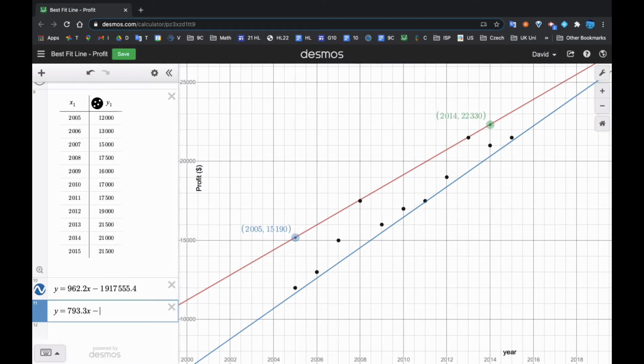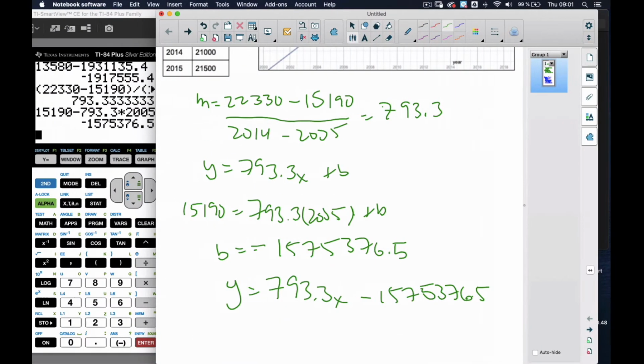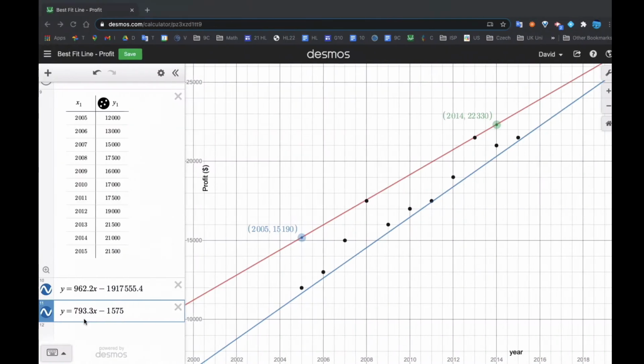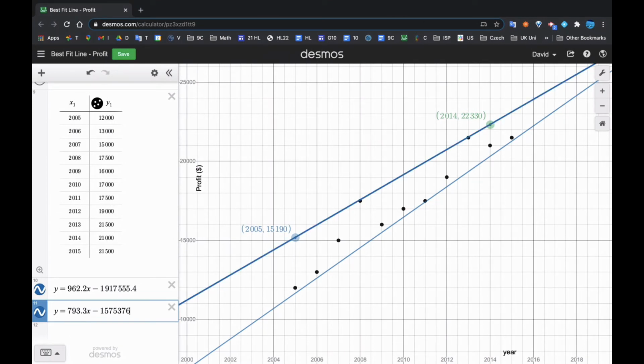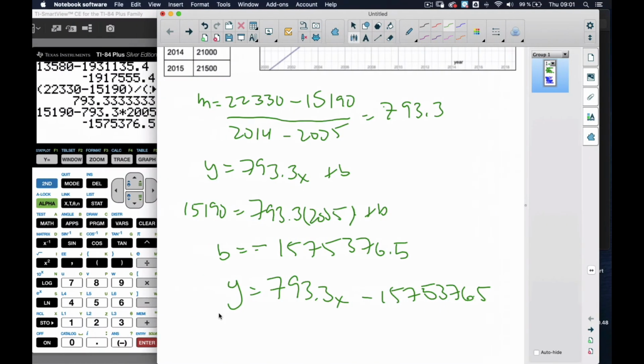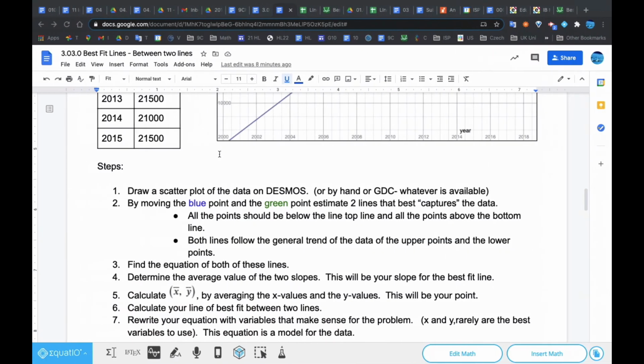793.3x minus 1575376.5. And I can see it does fit quite well. So now that I have my two lines, in order to find the equation of the line, the next step: I've got both these lines.